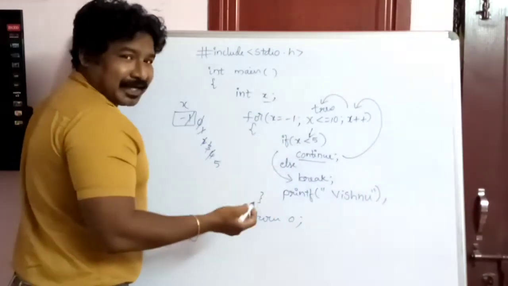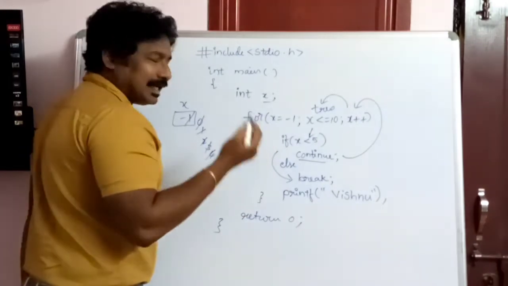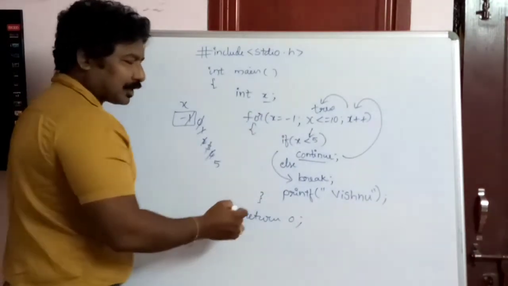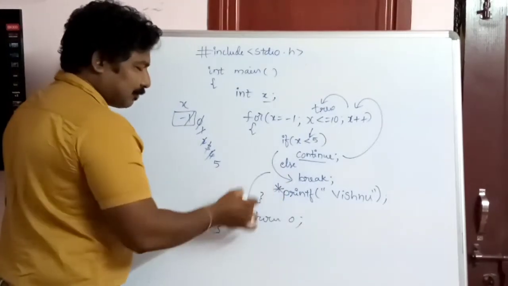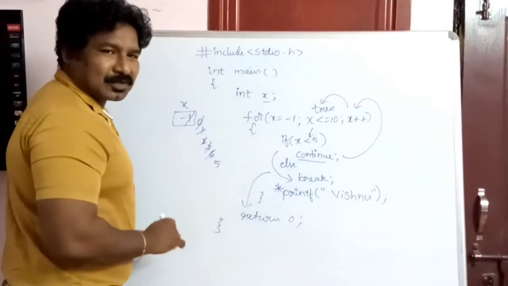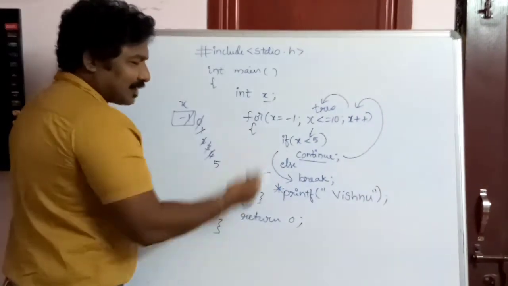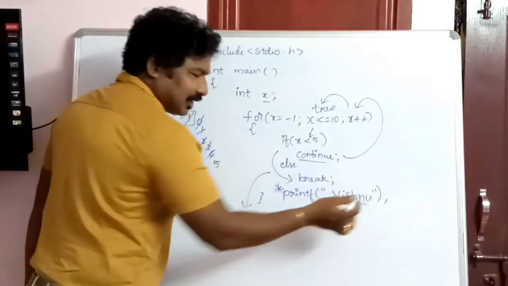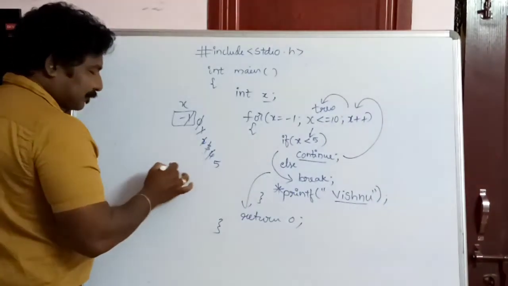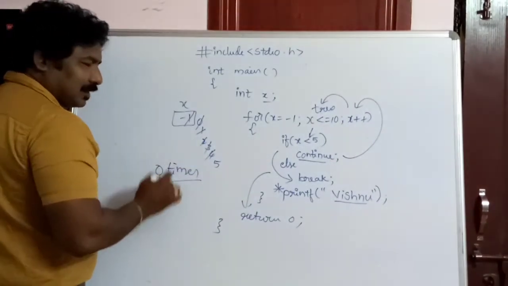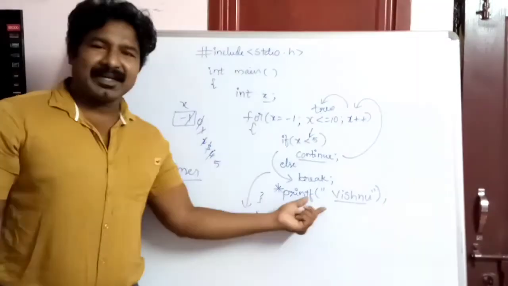So what is the use of break? Break will take you out of the for loop. So you don't go here; this will never get printed. You will just come out of it and the execution of the program is closed. So the answer for this is that this particular string is never printed. That means it will be printed 0 times. So the string Vishnu is printed 0 times.